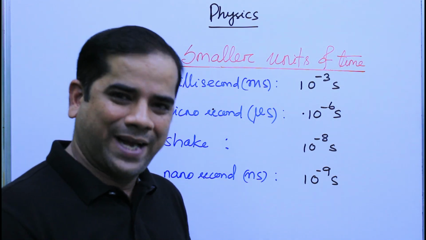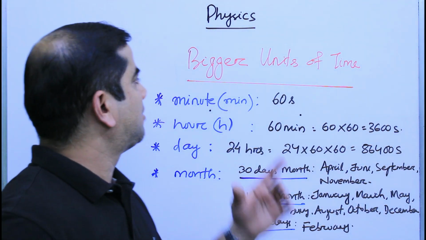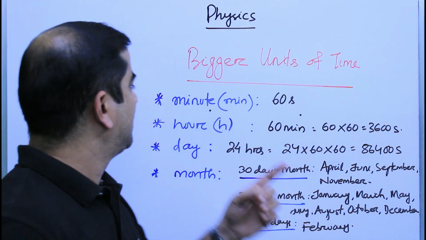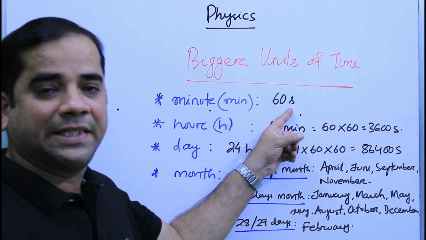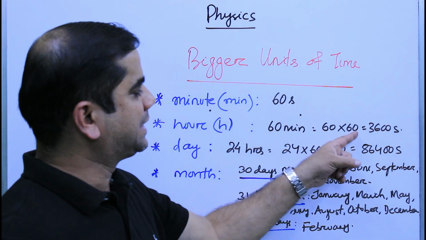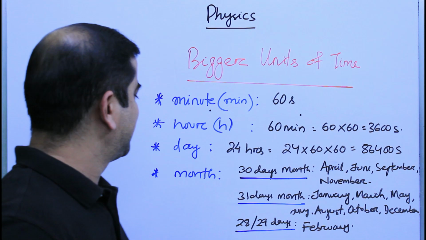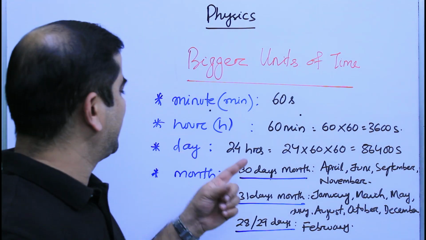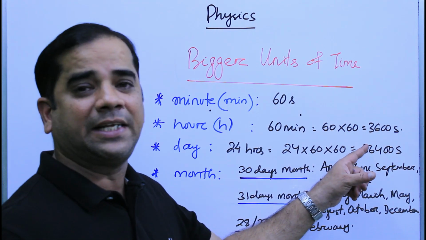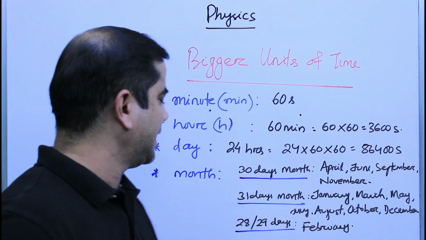units of time. Okay? Students, let us now discuss some bigger units of time. After second, if we go up, we find minute. 1 minute is 60 seconds. 1 hour is 60 minutes. So 60 into 60, that is 3600 seconds. 1 day or one solar day, that is 24 hours. That is 24 into 60 into 60, that is 86,400 seconds.